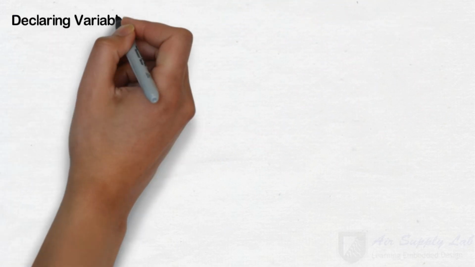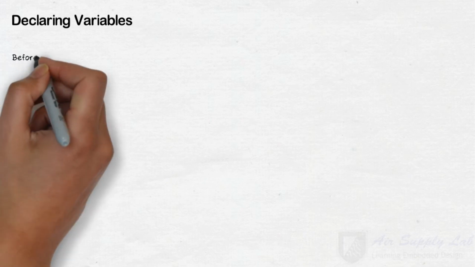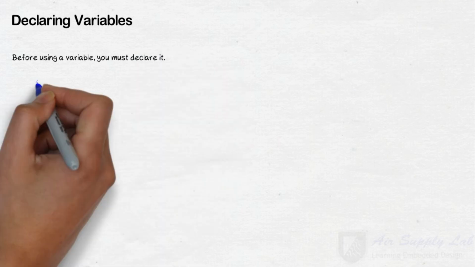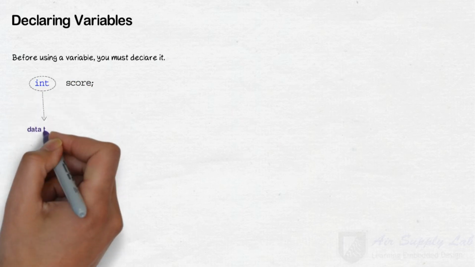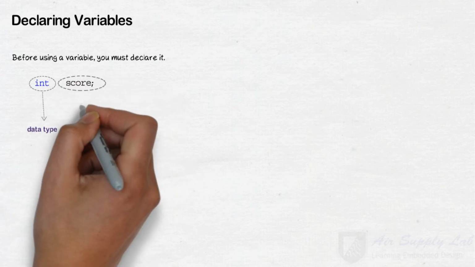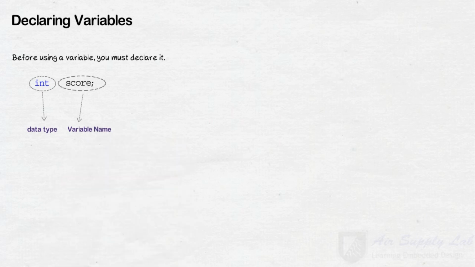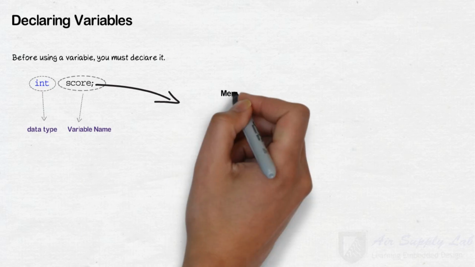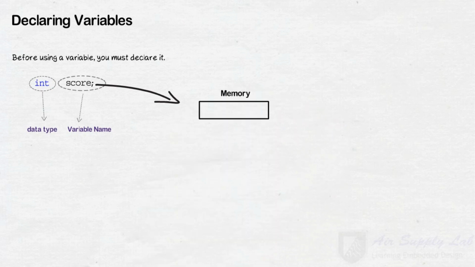Declaring variables. Before you use a variable, you must first declare it. For example, I want to declare int school. The int is the data type. The school is the variable name. The compiler will assign a memory space for the variable school.